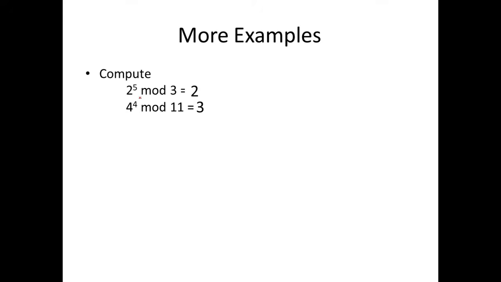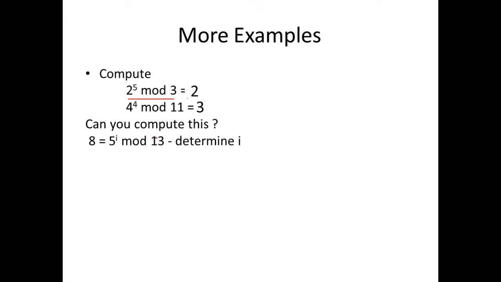So you would have understood very well right now that if we are given this value, when we know this side of the equation, computing this is very easy. Just like that we can compute it. But can you compute this? 8 is equal to 5 raised to the power I mod 13. Now you have to compute I. I is the discrete logarithm here. So how will you determine I?